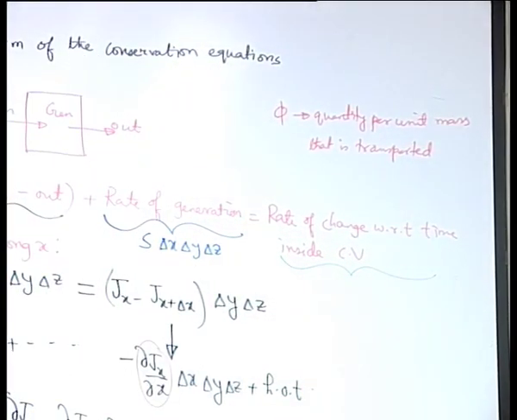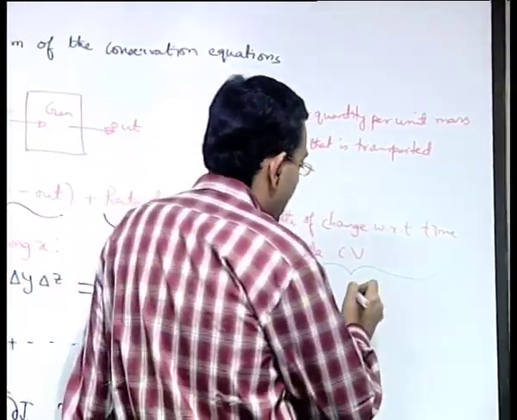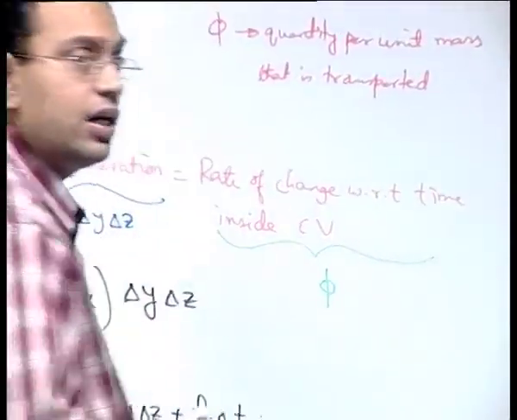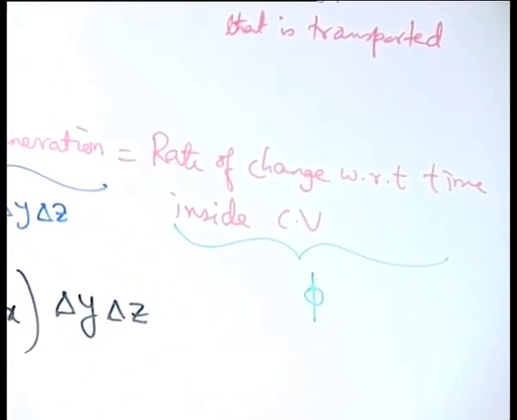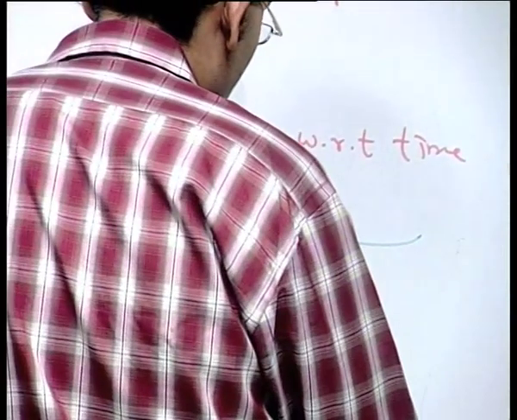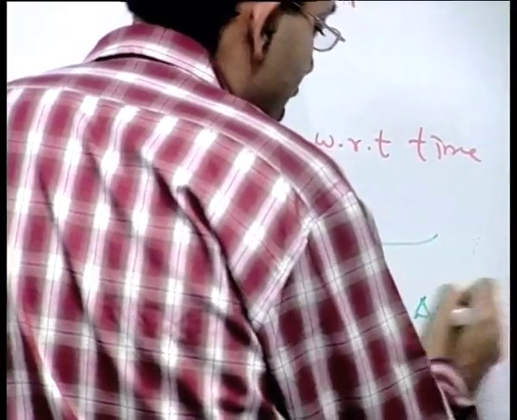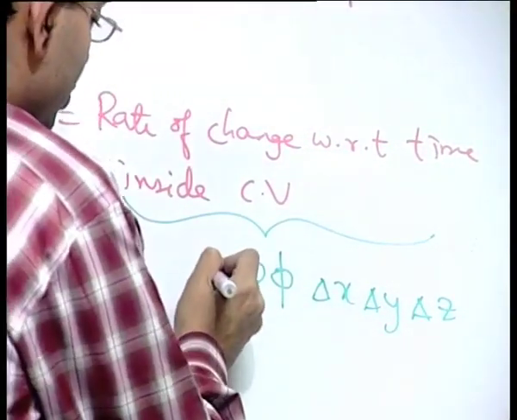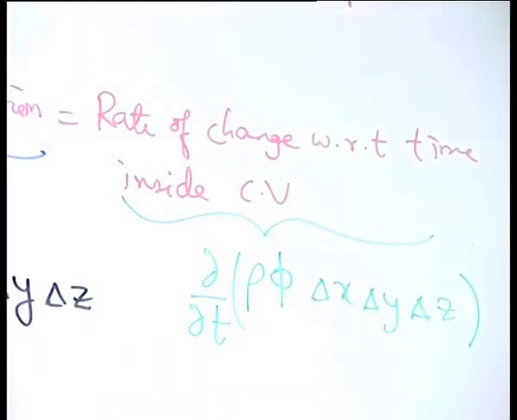First of all, what is the rate of change? It is the rate of change of the total quantity. What is the total quantity inside the control volume? Phi is the quantity per unit mass. What is the mass within the control volume? Rho into delta x into delta y into delta z. So, rho delta x delta y delta z, this is the total quantity inside the control volume. Partial derivative of this with respect to time is the rate of change with respect to time.